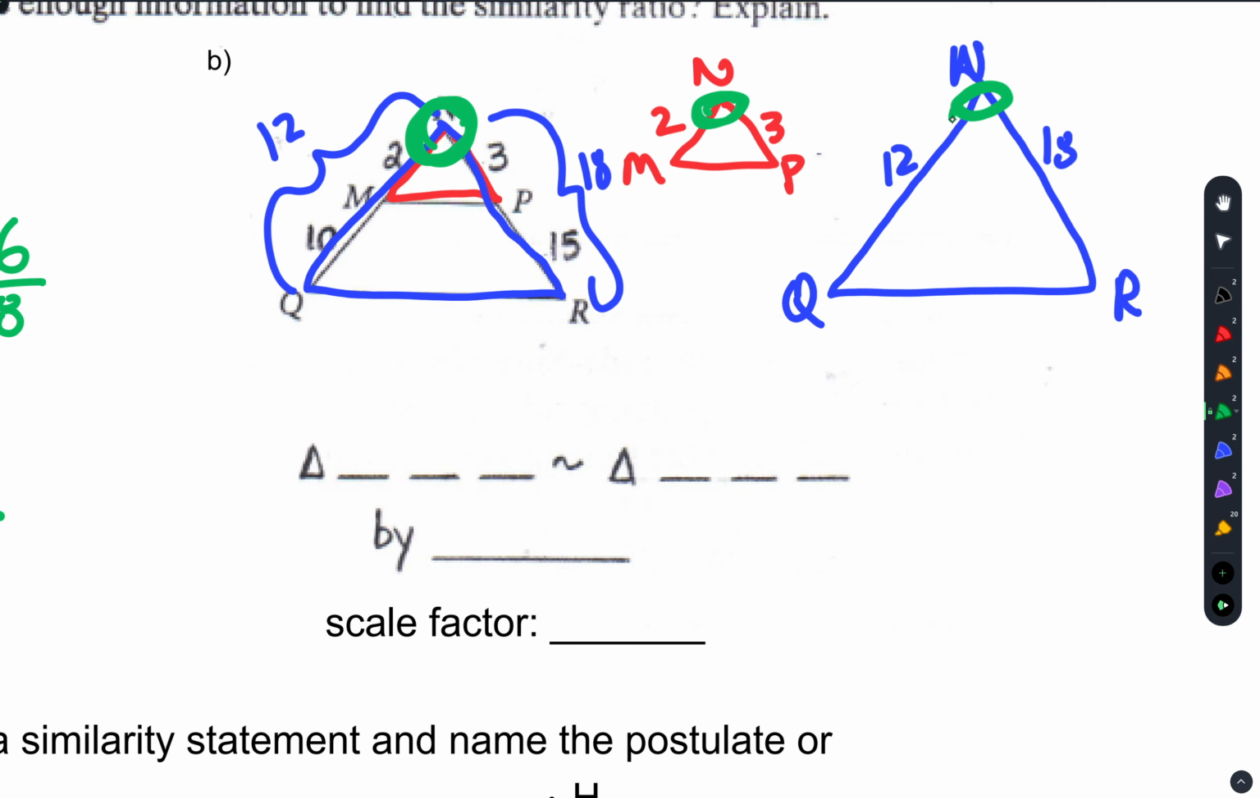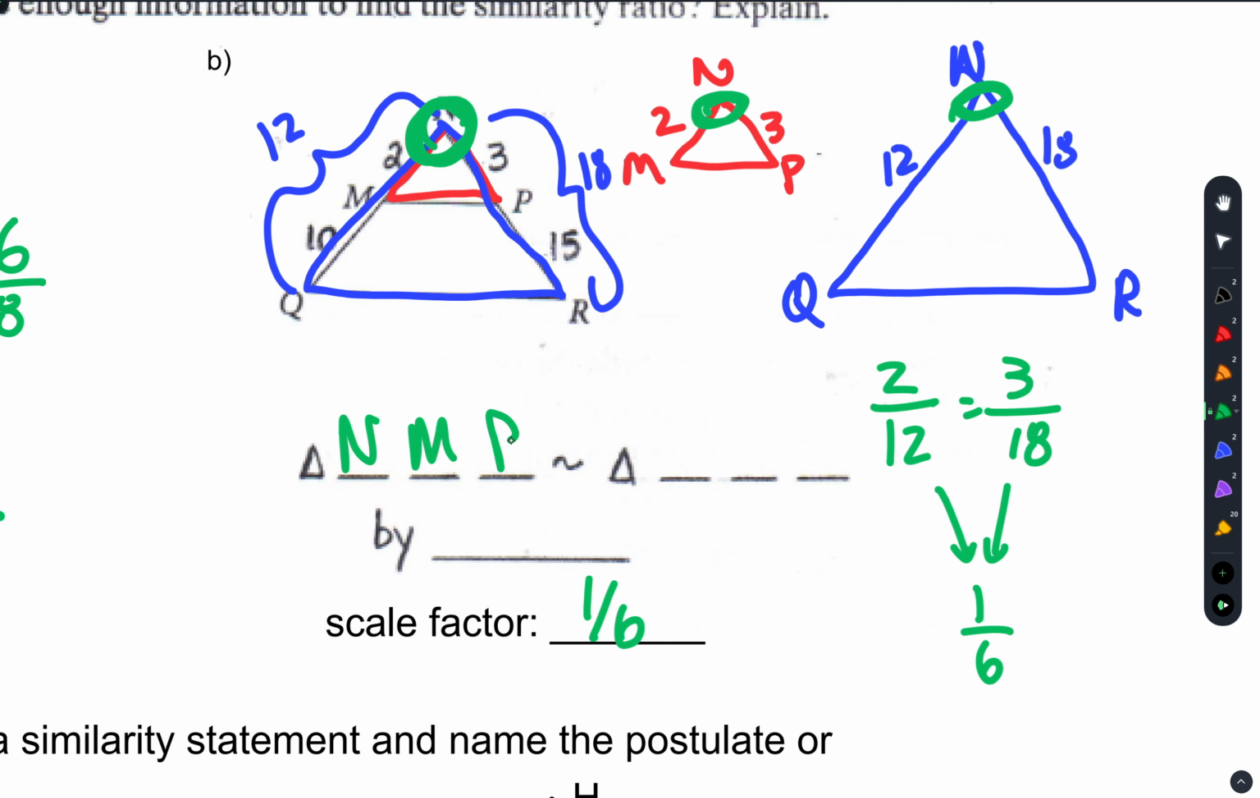Let's just double check that my sides are proportional. 2 goes with 12 and 3 goes with 18. They both are going to reduce to 1/6. So NMP is similar to NQR by side, angle, side. Questions on that?